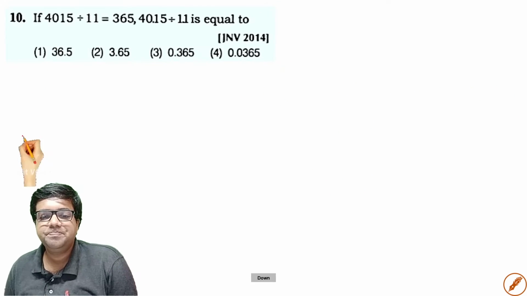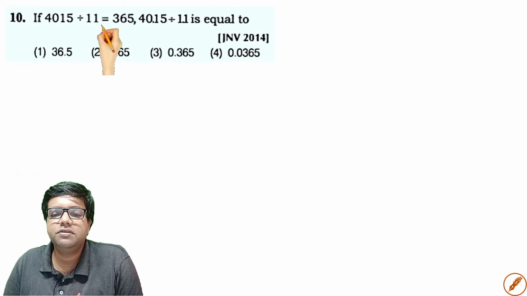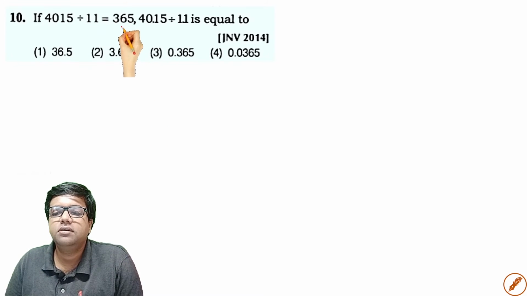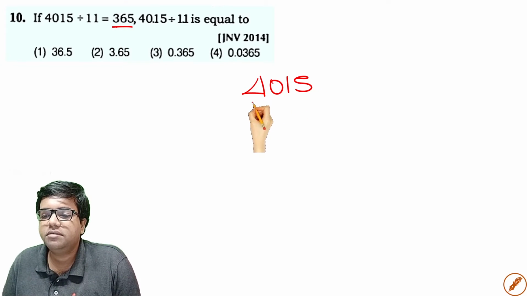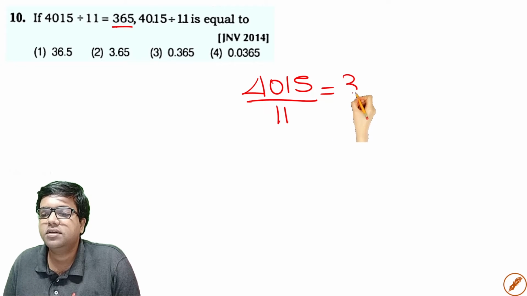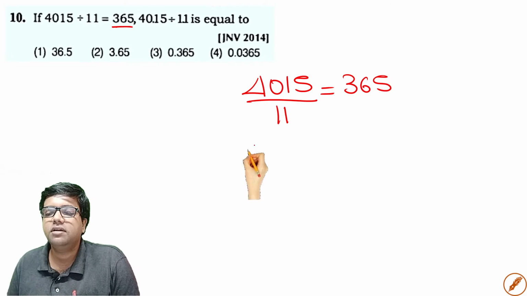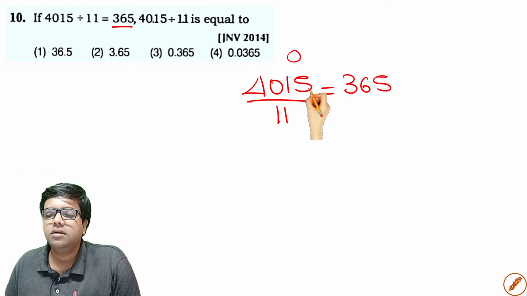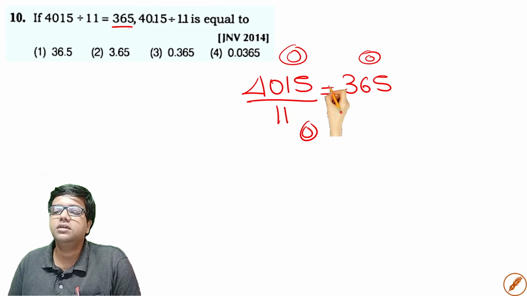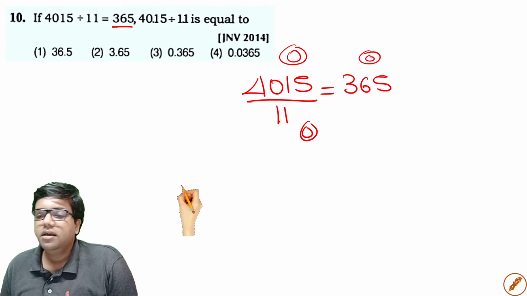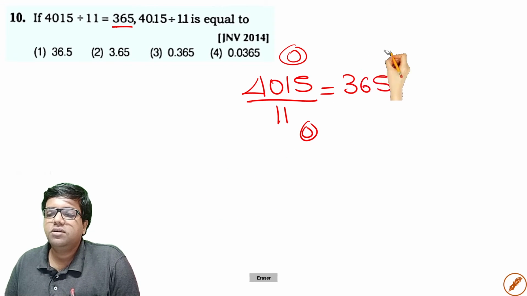Let's move ahead. If 4015 divided by 11 is equal to 365, all right, very well. There are 0 digits after the point, there are 0 digits after the point, so there will be 0 digits in the answer as well, because 0 minus 0 is again 0.